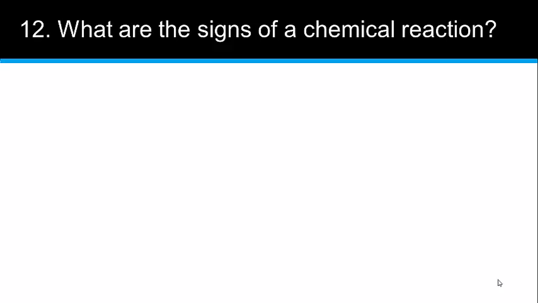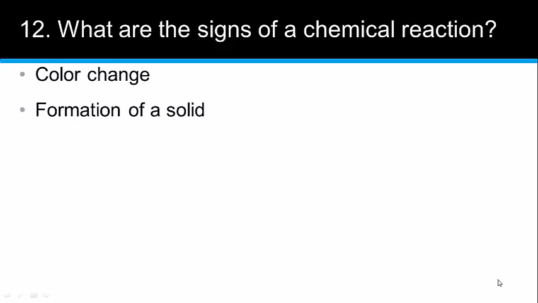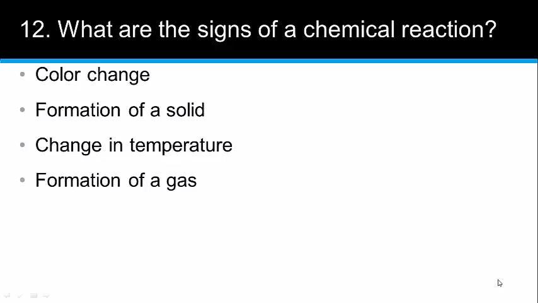What are the signs of a chemical reaction? So we could have a color change. So something could go from clear into a color, or it could become cloudy. We could have the formation of a solid. That's what causes something to become cloudy, because we have insoluble solid in the solution. There could be a change in temperature, so something could warm up or cool down. A formation of a gas, so we would see bubbles.